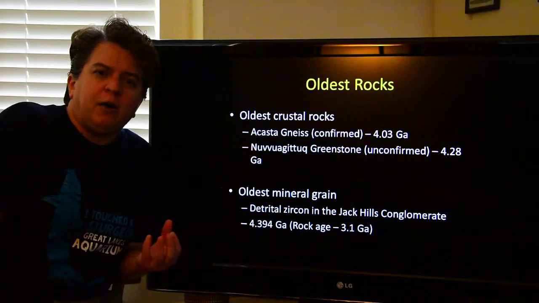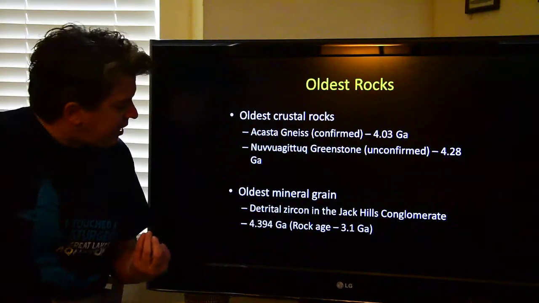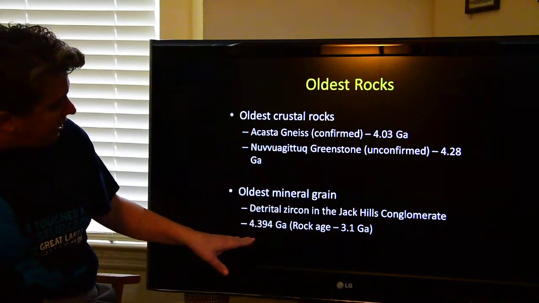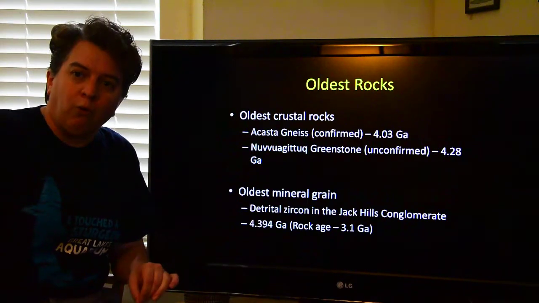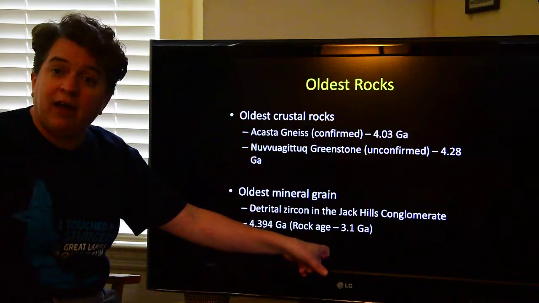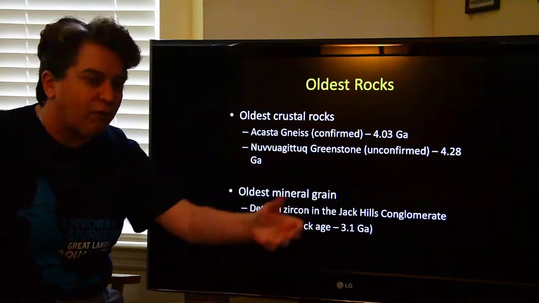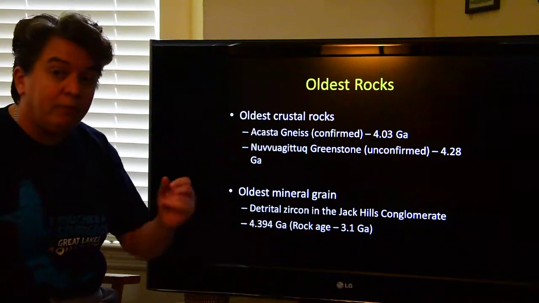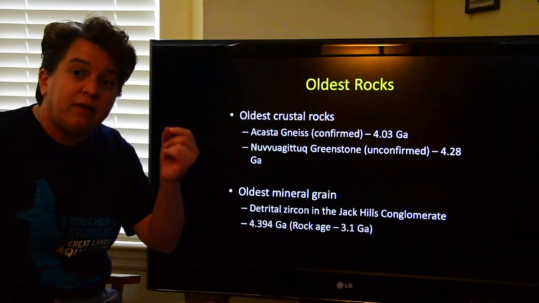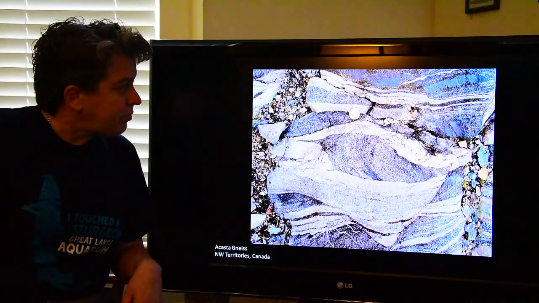And zircon is a very resistant mineral. It can survive for a long time. And the oldest one has been dated to 4.394 billion years old. Now the rock itself is not that old, but this thing is inside it. It's an inclusion, so it's older. The rock's only 3.1 billion years old, but that little mineral grain is the oldest thing that we know of here in the continents on Earth.